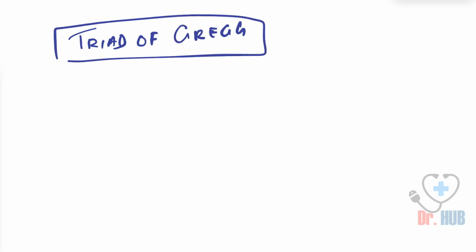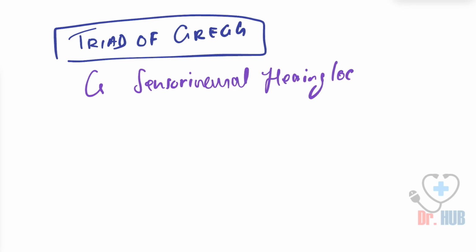So to start with, first we need to know the triad of Gregg. So what is this triad known as? It is the triad of Gregg, G-R-E-G-G. So this is present in the congenital rubella syndrome. Here the triad of Gregg includes the ear, so it is the sensory neural hearing loss.